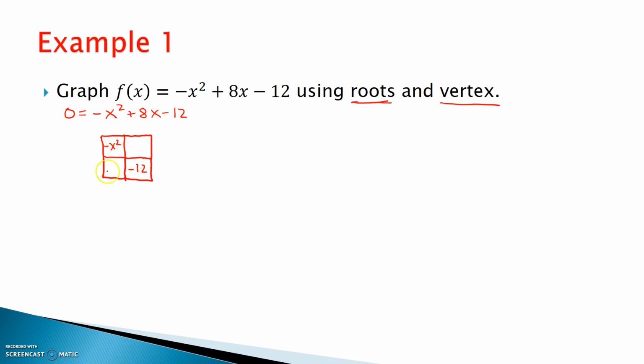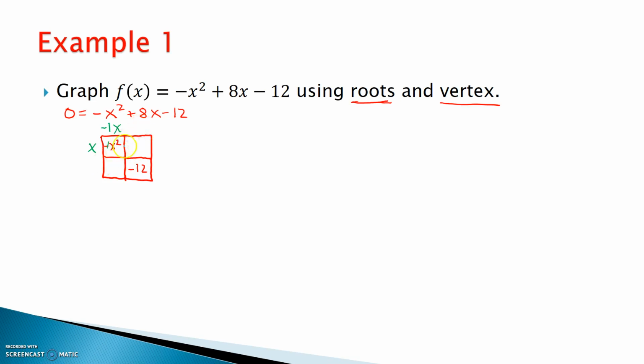Now, you have to be careful here. How am I going to get a -x squared? Well, that's going to be a -1x. Remember, there's a 1 right here. And just a regular x. -1x times x will give us -1x squared. Now I need that secret combination. What two numbers multiply to give me -12 and also at the same time add up to give me that 8x here in the diagonals?